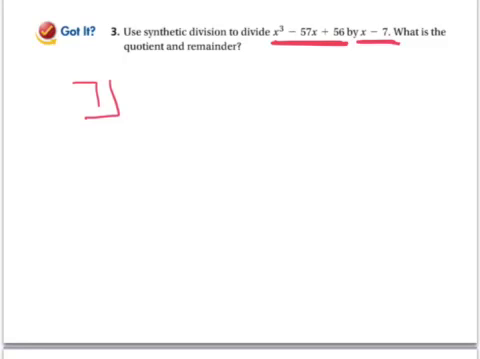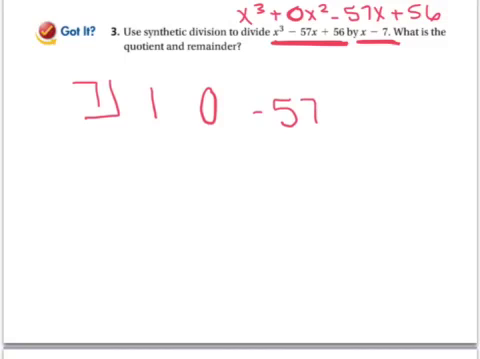Dom? Yes, you do. So we're going to have our coefficient of x cubed. We don't have x squared there. So what we want to do is add in a 0. Because if we would rewrite this with placeholders, we'd have 0x squared minus 57x plus 56. And then negative 57 and positive 56.